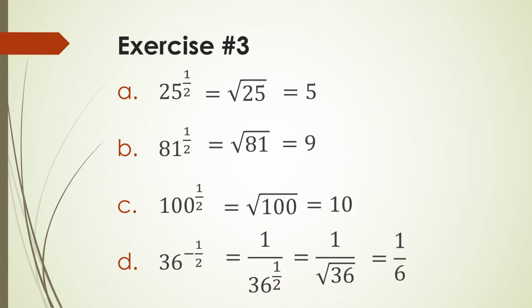So D is probably the hardest, but if you can think about it without the negative, like you did all the other problems, then you could just say, oh, I could think about it like this. And then since I know it's negative, I can make it a fraction. So think about it like that. All right, so that was exercise 3.